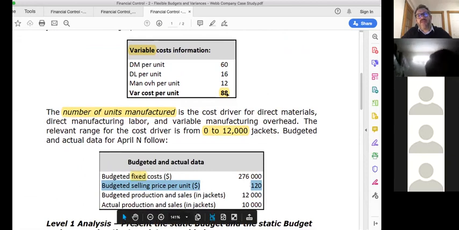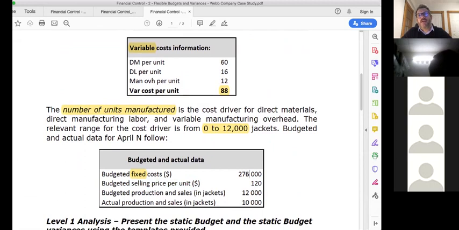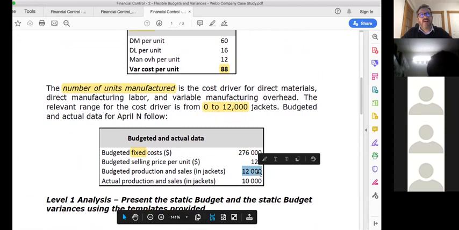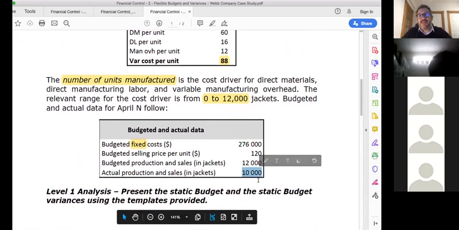We have $88 for the variable cost. So if you take the difference, we should have, if I'm not mistaken, $32 for the contribution margin per unit. And then we need to sell enough products to cover the fixed cost. We have a budgeted production and sales of 12,000 jackets. And finally we have information that we reach at the end of April, which is actual production. In the budget we prepared for 12,000 units, and finally we sold 10,000.